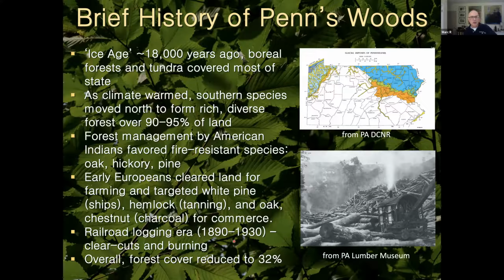Another huge logging era was railroad logging, because it was not only to clear for the railroads, but it also enabled heavier equipment to come in. So the railroad logging era in 1890 to 1930 resulted in vast clear cuts and burning just to open land up for agriculture and stuff.